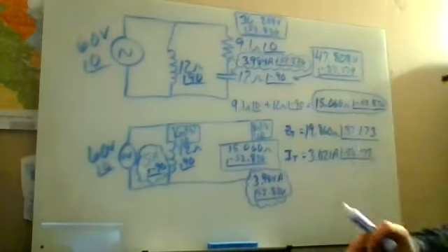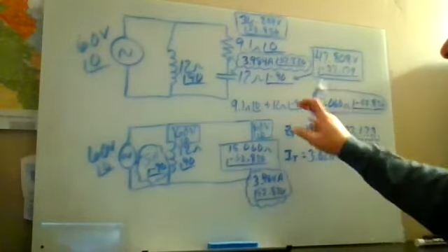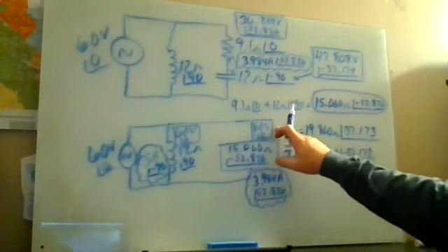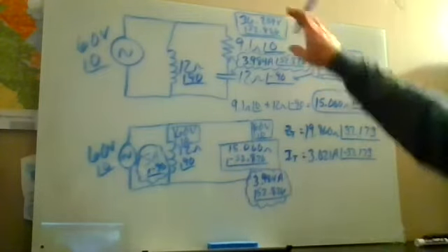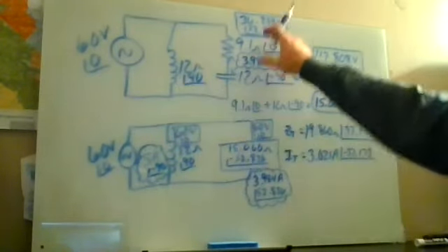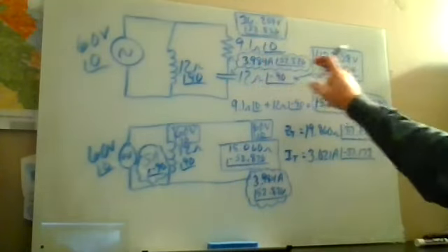I add these two up. What do they have to equal? Do they have to equal where they come from? They came from here. What was my voltage drop here? 60 volts at an angle of 0. As long as that works, I'm done, because now I've got my current and my voltage drop across my inductor, across my resistor, and across my capacitor.